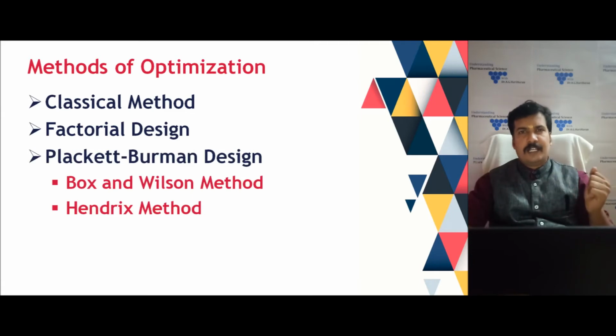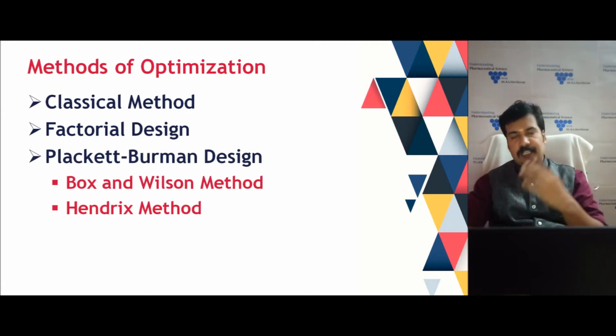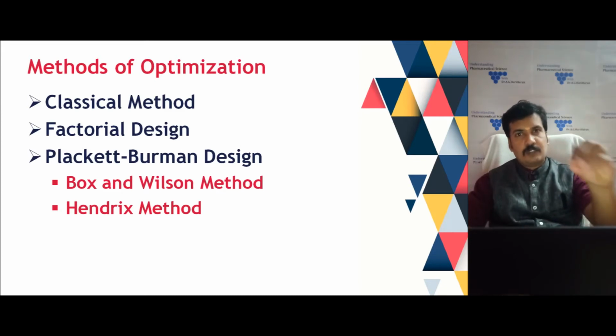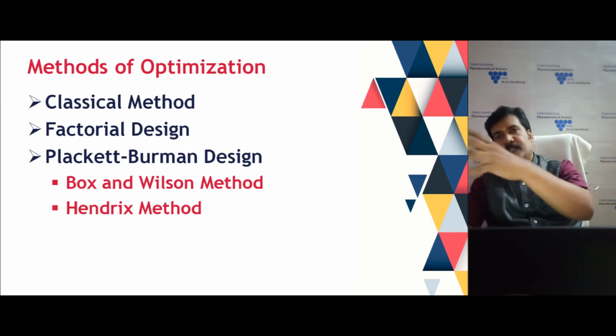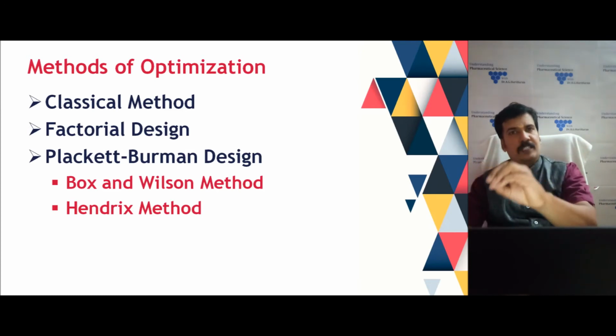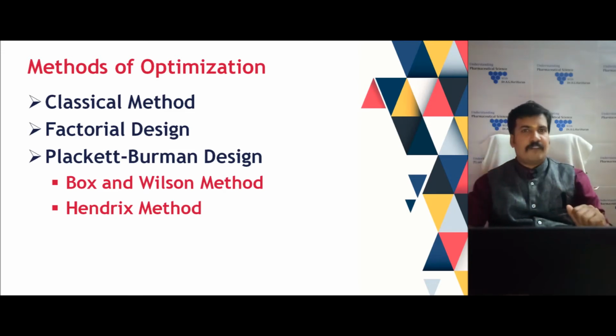Then the third one comes, which is the Plackett-Burman design. I have given a video already available on this topic. This design is particularly important to optimize more than 5 variables with a least number of experiments. Out of this, we can easily identify which source is very important for the biomass or whatever our objective is, that product formation, or which variable is least important. And further we can do optimization with the Box-Wilson method and Hendricks method also.